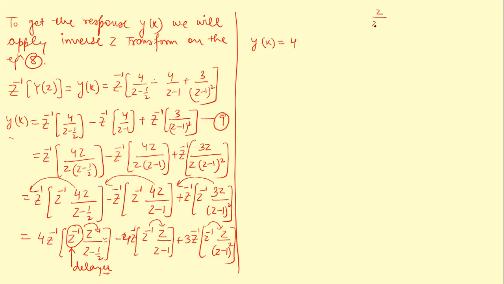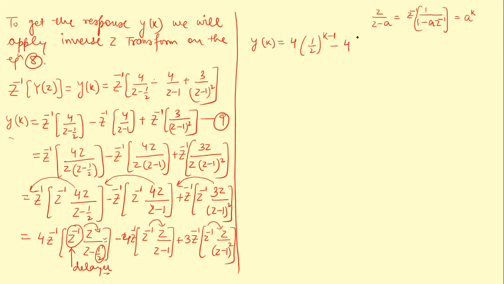z upon z minus a can also be written as 1 upon 1 minus a z inverse, right? And if you apply z inverse on this, it is the z transform of some a raised to the power k, right? But in this case, because we have a delayed z transform, so we have 4, and here the value of a is 1 by 2. So 1 by 2 raised to the power k minus 1. Now why is it k minus 1? Because we have one delayer here, right?